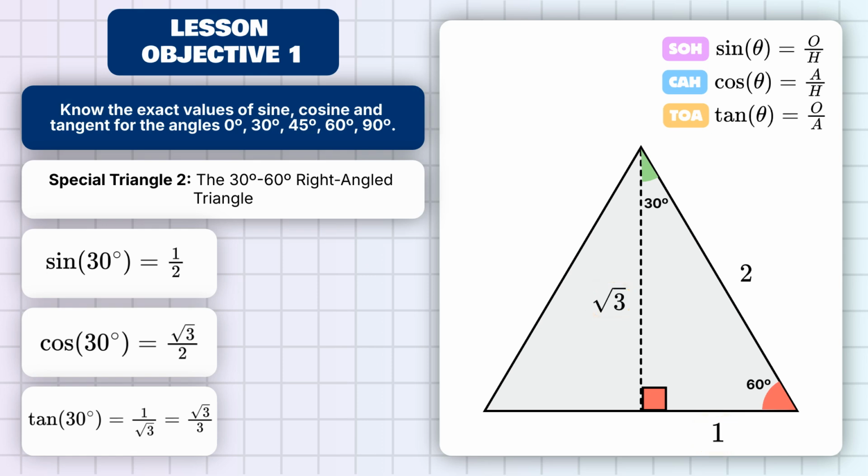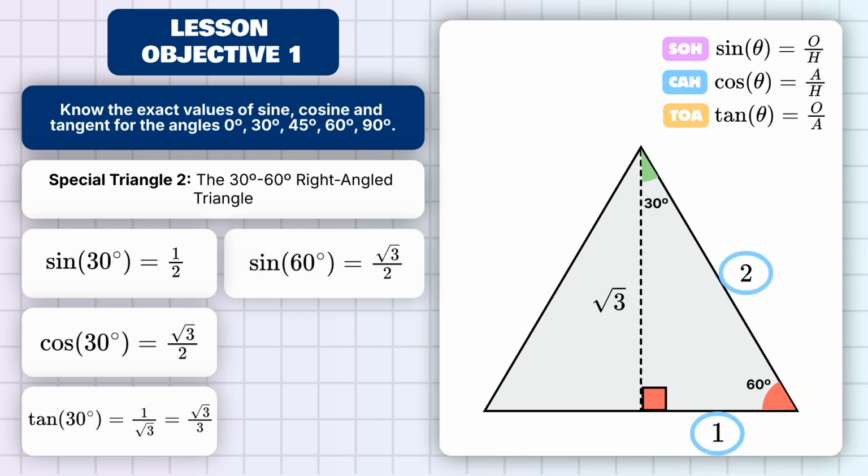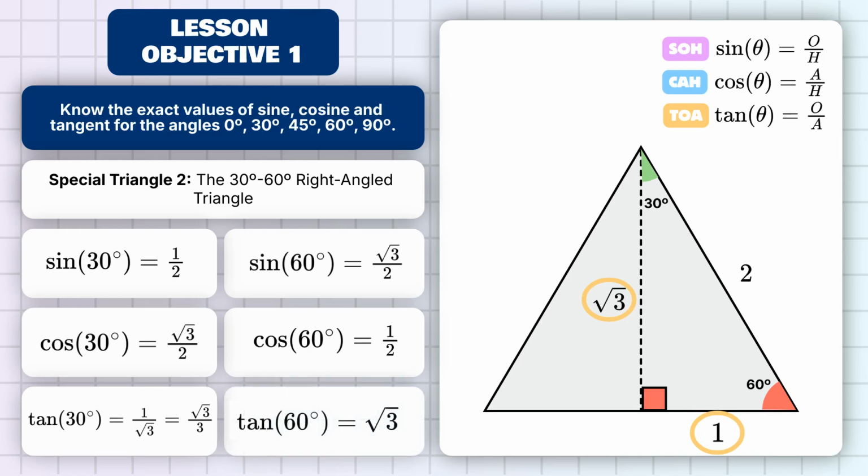Now let's look at the 60-degree angle in the triangle. Sine is opposite over hypotenuse, so we find that sine of 60 degrees equals root 3 over 2. Cos is adjacent over hypotenuse, so we find that cos of 60 degrees equals 1/2. Finally, tan is opposite over adjacent, so we find that tan of 60 degrees is root 3 over 1, which we can just write as root 3. So that's how we use this triangle to help us remember the exact values of sine, cos, and tan for 30 degrees and 60 degrees.